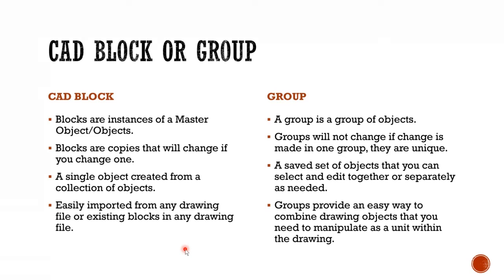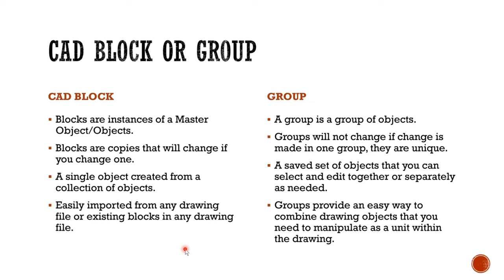But the main advantage is, in a block, if you change one block, it will reflect in all the blocks. In a group, if you make a change, it is only for that group. You will not see that reflection in another group. I will show you that in a few seconds here. So again, the other difference is that a CAD block is a single object. It's not many objects, many objects brought together, but still, it is a single object.